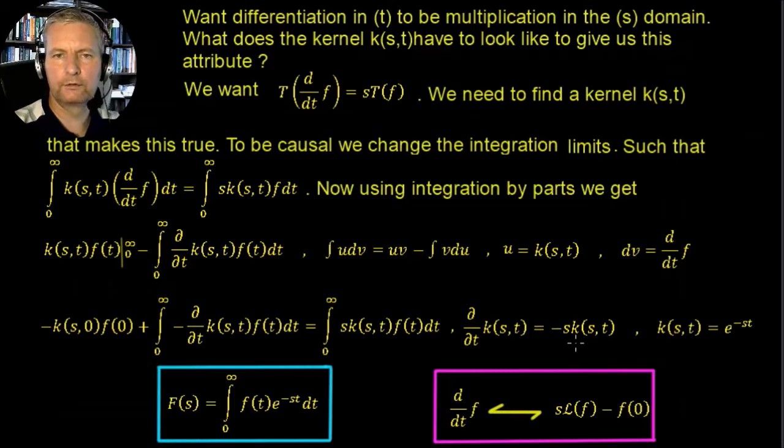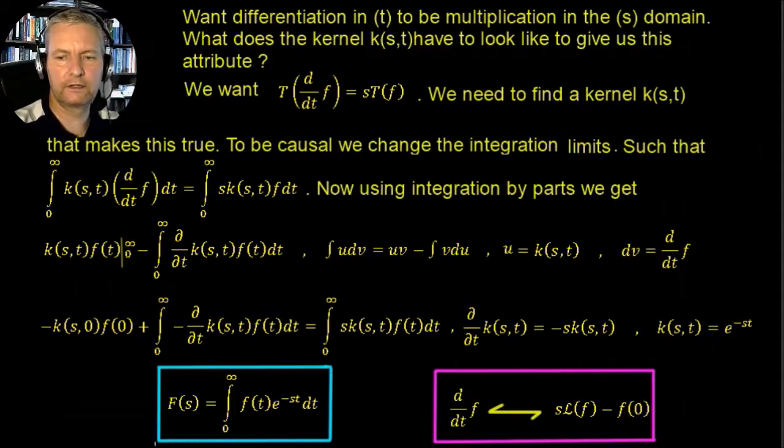Now the only solution to that partial differential equation is that k of st equals e to the minus st, and you can see that quite simply. If you differentiate that e to the minus st, you end up with s times e to the minus st. Okay, so that means that the kernel that we need in order to make the differentiation equivalent to multiplication is the function e to the minus st.